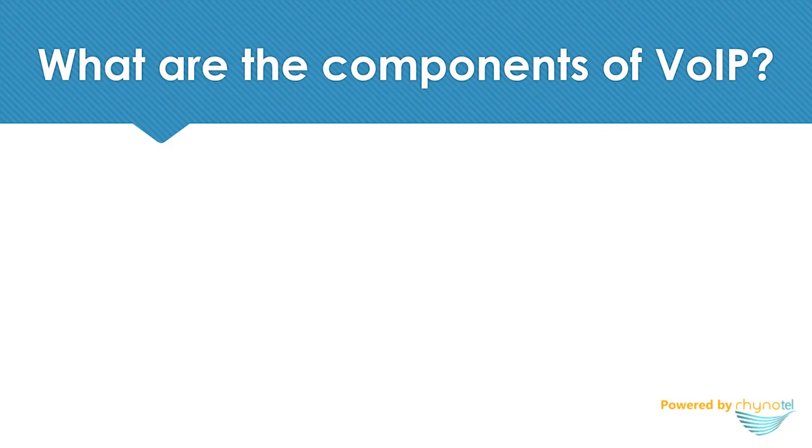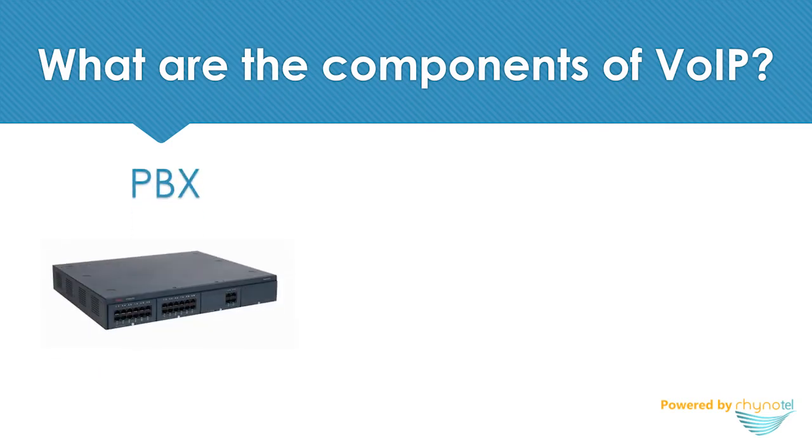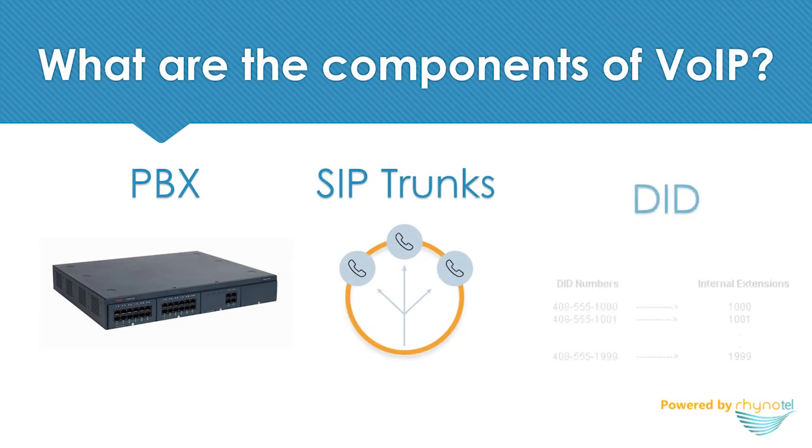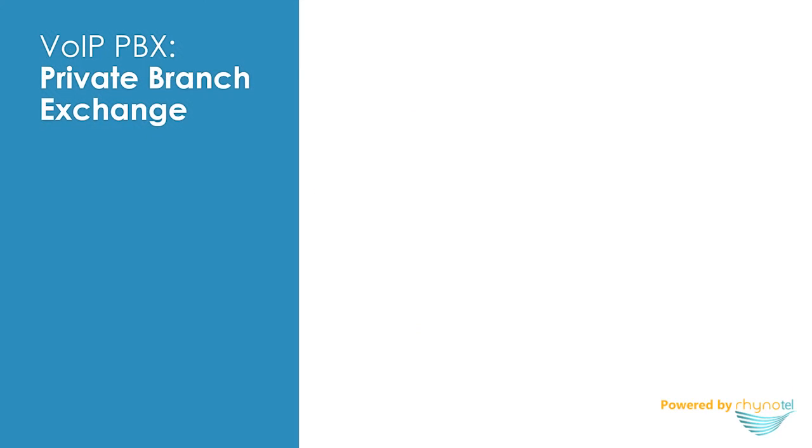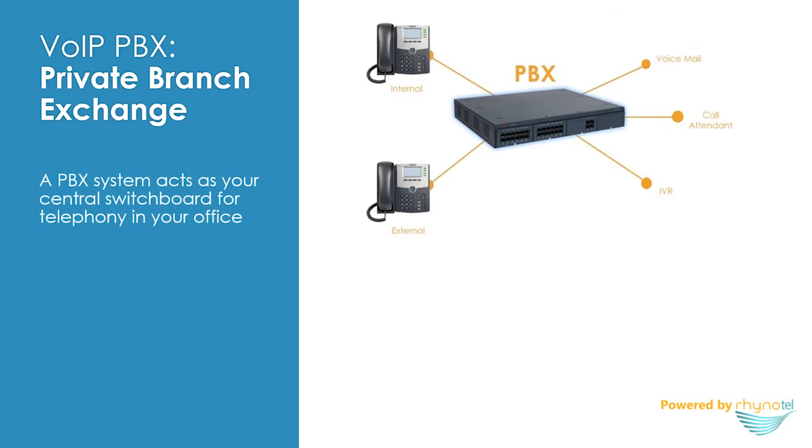Now let's take a look over the three main components of VoIP, which would be a PBX, SIP trunks, and DIDs. At the core of a VoIP system is a PBX, or a private branch exchange. A VoIP PBX is a telephone system that switches callers between users internally and externally through SIP trunks and DIDs over an internet connection. We will go over those components in the next few moments.